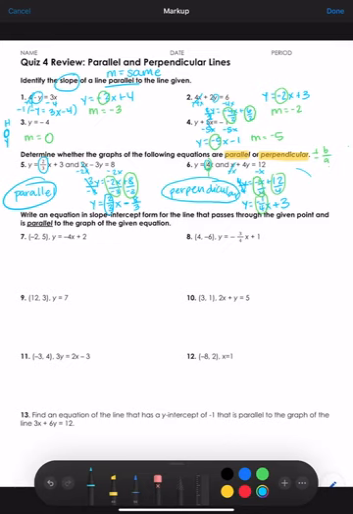All right. So we're moving on to the next section. It says, write an equation in slope-intercept form for the line that passes through the given point and is parallel to the graph of the given equation.